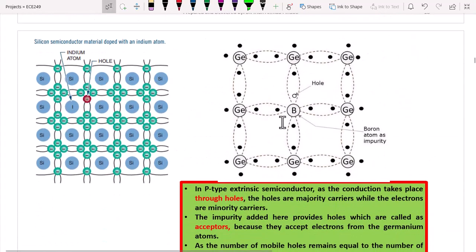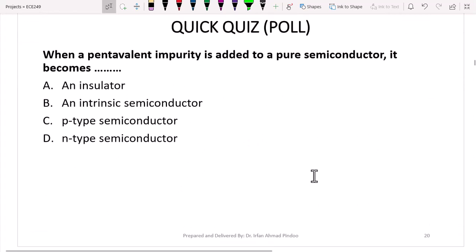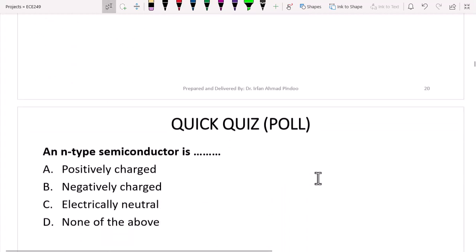In the same way, there is one more example given here of boron. In boron, what is happening? 3 is the valency, so 3 are making bonds. There is an absence here, so this absence is a hole. This electron may come and jump here, so a hole will be created here, and so on. In this way, conductivity can again increase. So we have some simple questions. When a pentavalent impurity is added to a pure semiconductor, it becomes, so it is pentavalent, so it will become an N type semiconductor.